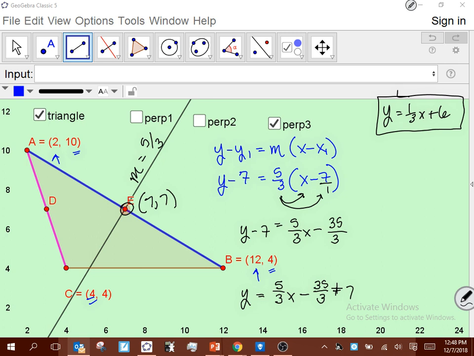Okay? How do I add two fractions together? What do I need? I need a common denominator. What's the common denominator going to be between these two terms? 3. So I put a 3 there, and I put times 3 up top, right? So what's that 7 going to turn into? 21 thirds. Okay? So 21 thirds is still 7. Would you all agree with that? So now what's negative 35 plus 21? Negative 14, right? Okay? So we're going to get y equals 5 thirds x minus 14 thirds. That's the equation of that second perpendicular bisector.